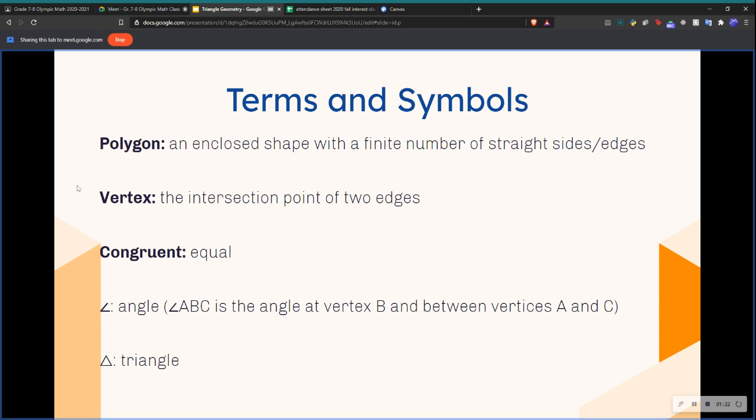Oops, that means skip. Here's our second term, a vertex. A vertex is just the intersection point of two edges or two sides. Just that point.